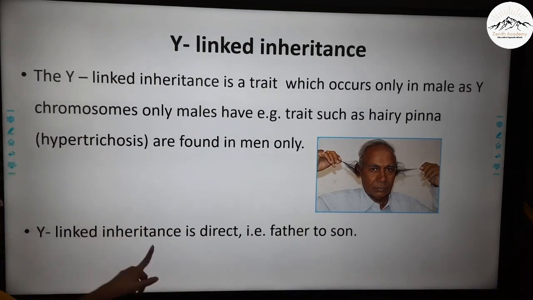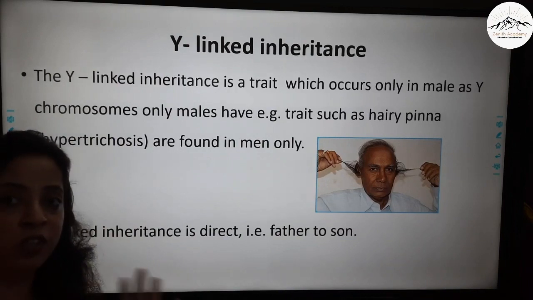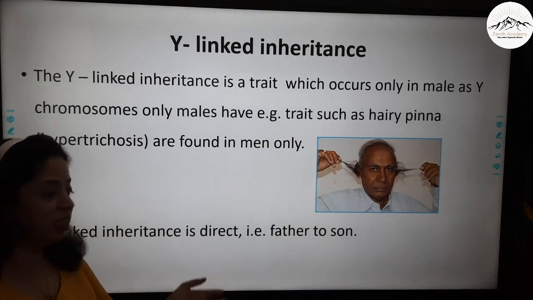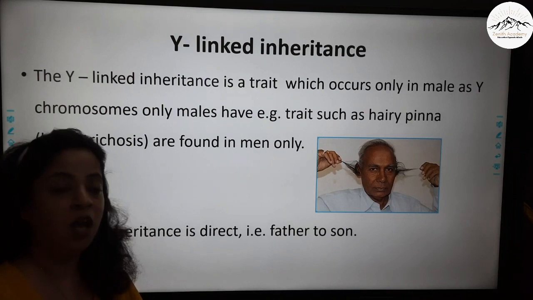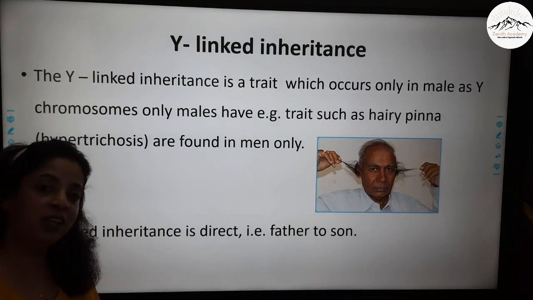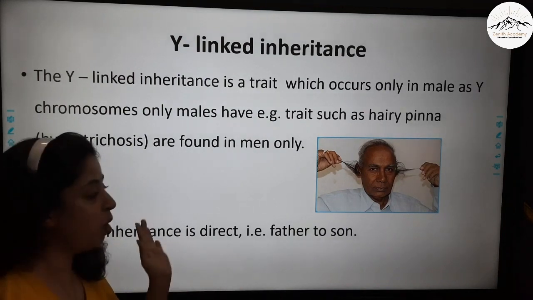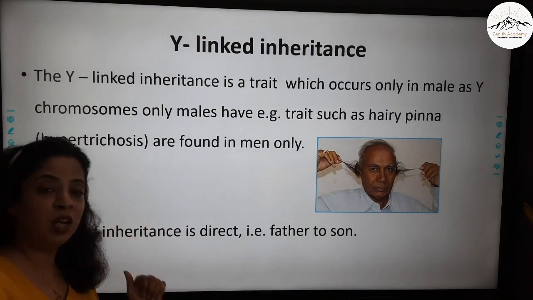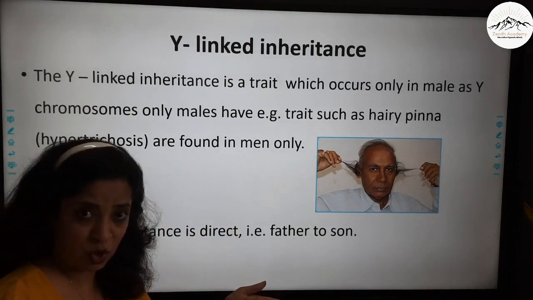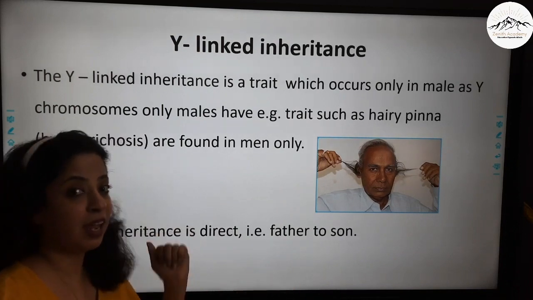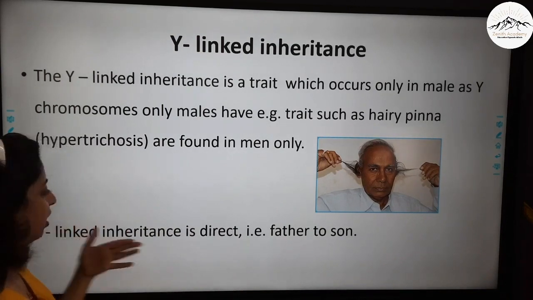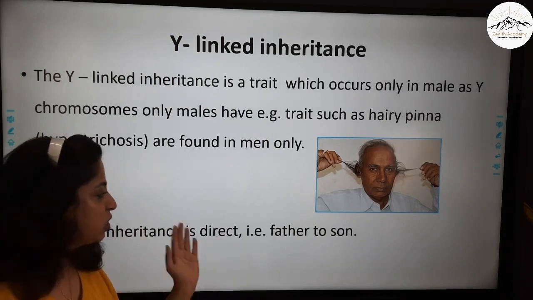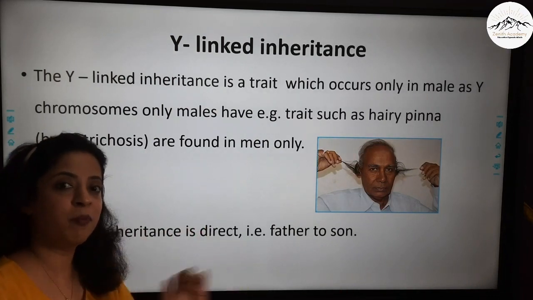So Y-linked inheritance is direct. This is not crisscross. This is direct, that is father to son. Earlier in X-linked inheritance we studied that the mother was giving it to the son, and also the colorblind father was making his daughter colorblind due to the carrier mother. But here the Y-linked inheritance is direct, that is father to son. So there are no females involved.